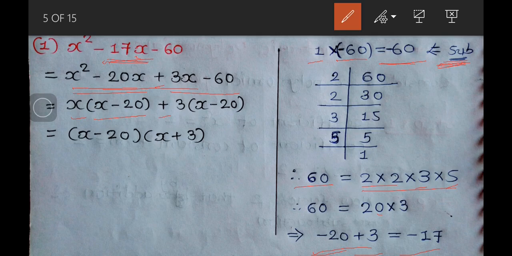Now from 3x and 60 we can find 3 as a common factor, so we extract 3 from both the terms, so we get 3 into the bracket x minus 20. Here again you can find in both the terms x minus 20 is a common factor, so we put it in a bracket x minus 20 and the remaining part in another bracket as x plus 3. So this is the factorization of the quadratic polynomial.